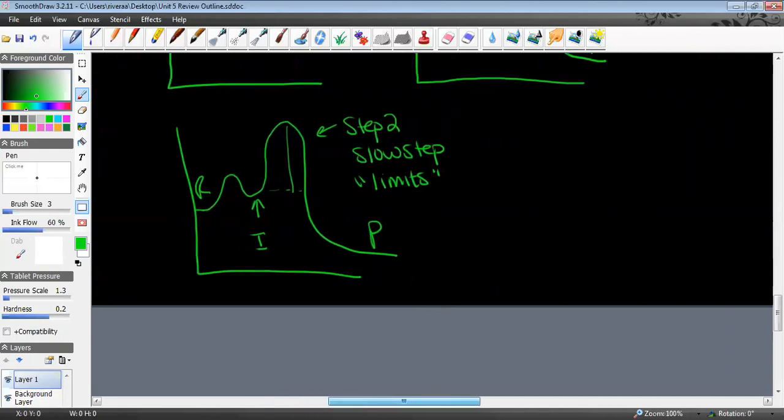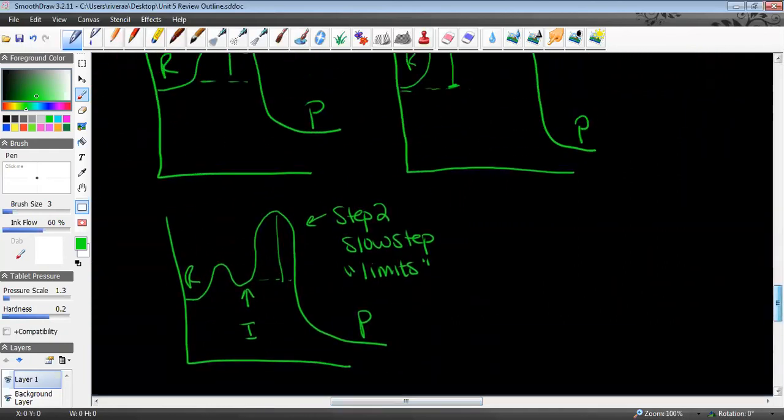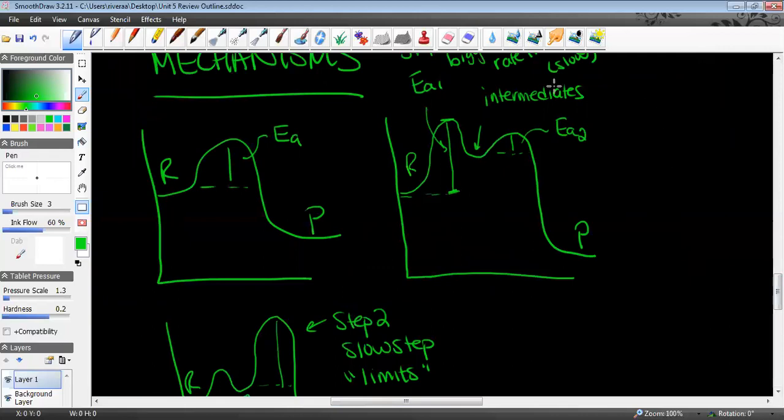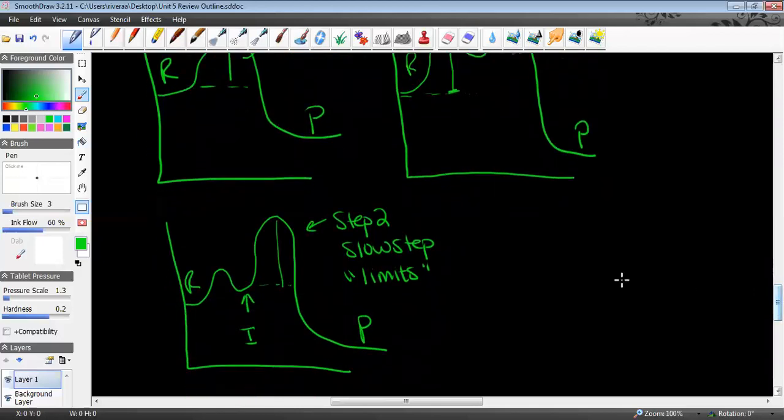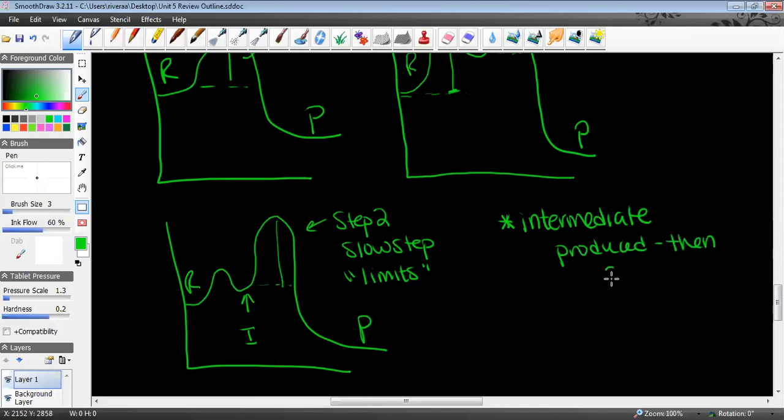Okay, now the very, very last thing is, how do we identify intermediates and catalysts in a multi-step mechanism? You're going to know something is an intermediate because it gets produced, then consumed. So it's not going to be in the overall reaction.